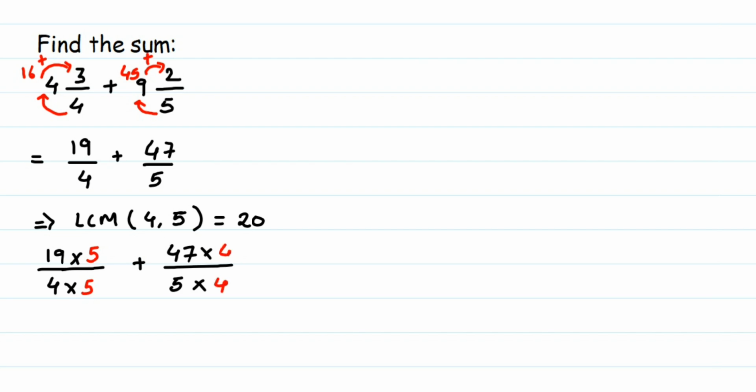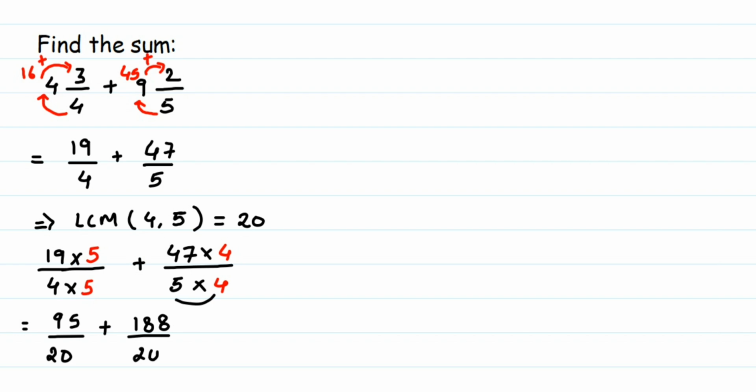Now let's multiply the numbers. So 19 5s are 95. So we'll get here 95 by 4 5s are 20. Plus next we have 47 times 4, which is 188. So we'll get here 188 by 5 times 4 is 20. Now you can see that the denominators are the same, so we have to just add the numerators.